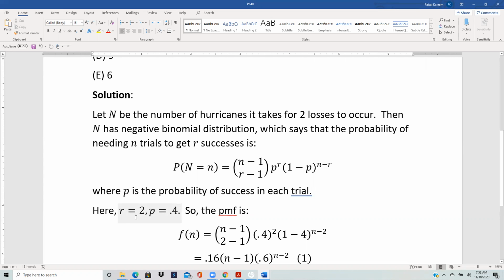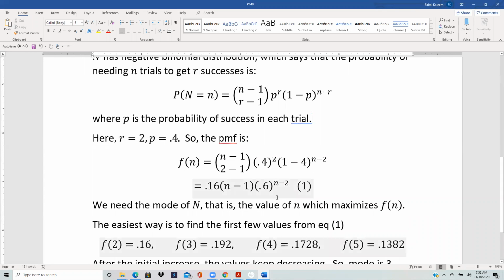So r is 2 and p is 0.4. That's the probability of loss in each hurricane, so that's the probability of success in each trial. Now putting this r and p in this equation, we end up getting this, because this one is n minus 1 choose 1, which is just n minus 1, and 0.4 squared is 0.16.